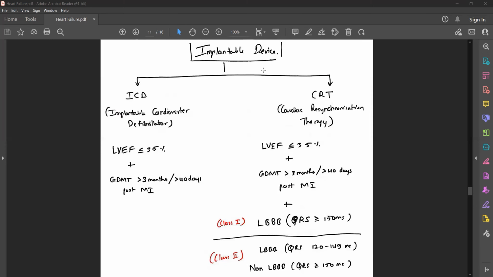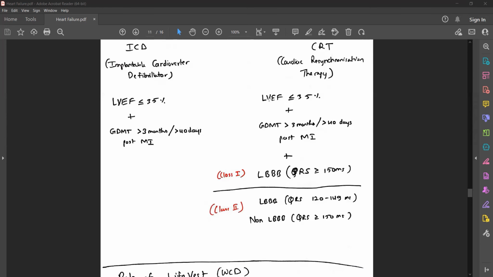But the criteria to place that is when the left ventricular EF is less than or equal to 35%, the patient is on GDMT for more than or equal to 3 months, and more than 40 days post MI, and also has a left bundle branch block with a QRS more than or equal to 150. So for the same criteria as an ICD, plus the patient having a left bundle branch block with a QRS more than or equal to 150, we have a class 1 recommendation to place a CRT device instead of an ICD.